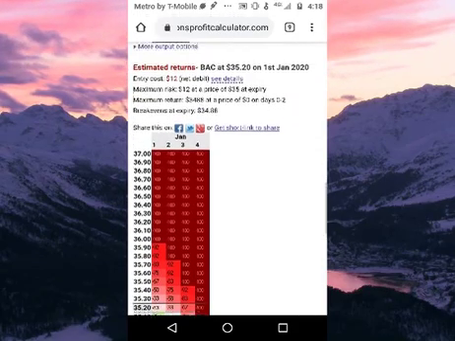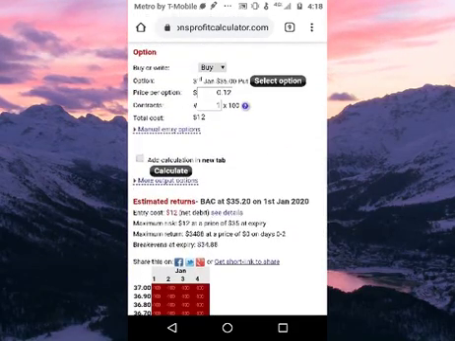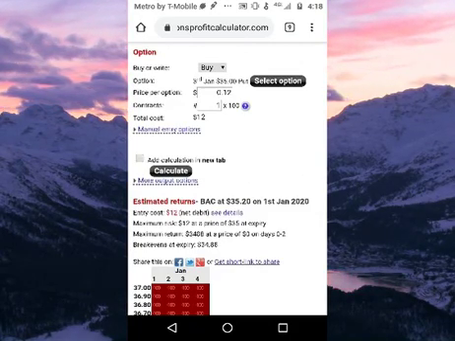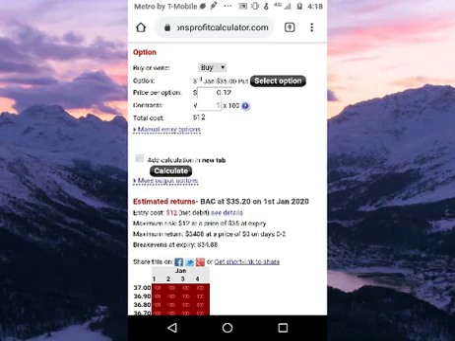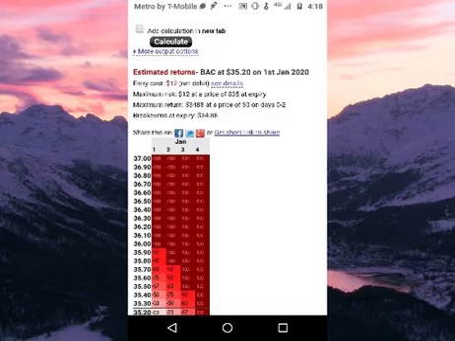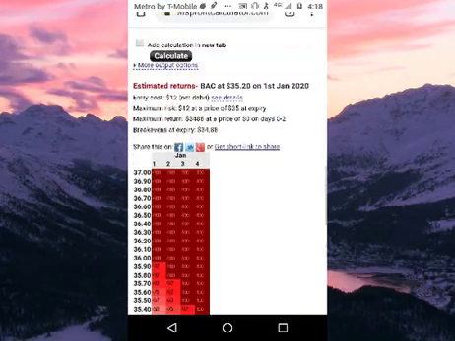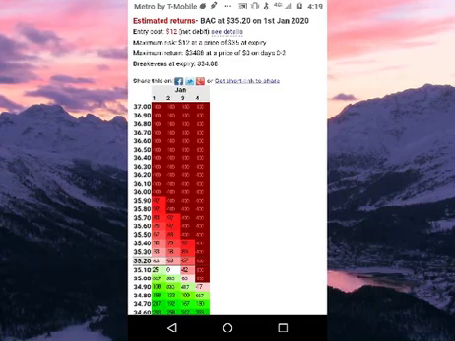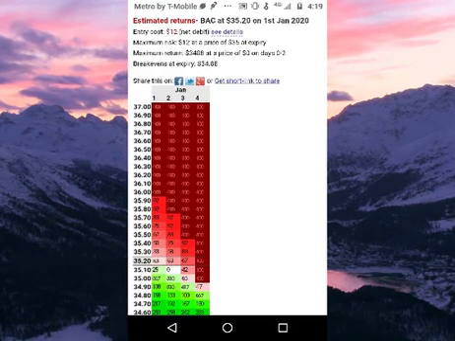How do we calculate the break-even price? We subtract from the strike price, $35, minus 0.12, which is the premium that we paid. You're going to get $34.88. So that is how you use the options profit calculator, just to see your projections for the contract until the expiration date.